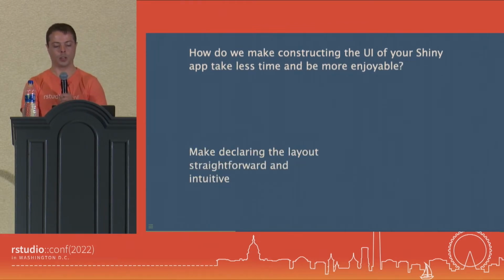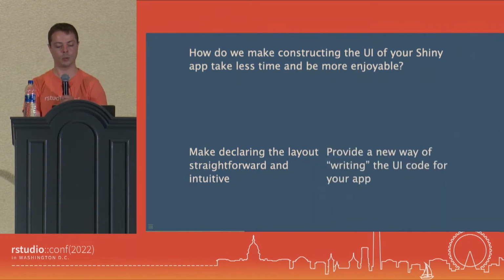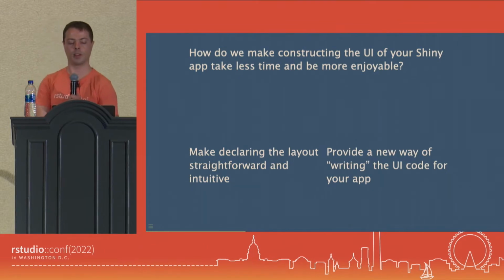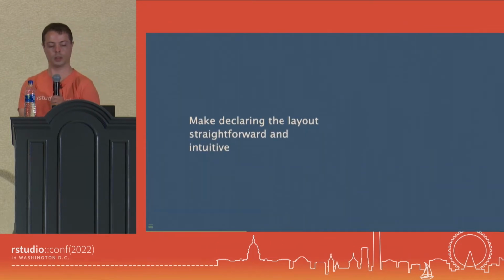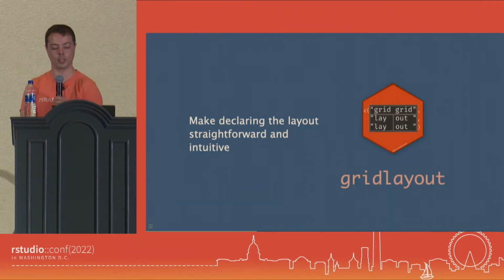So the first one is, how do we make declaring your app layout more straightforward and intuitive? And the other one is, how do we provide a new way of writing the UI code for your app? So I'm going to start with the first question, which is, how do we make declaring the layout of your app a little bit more intuitive and straightforward? So the answer that we're proposing here is called grid layout.